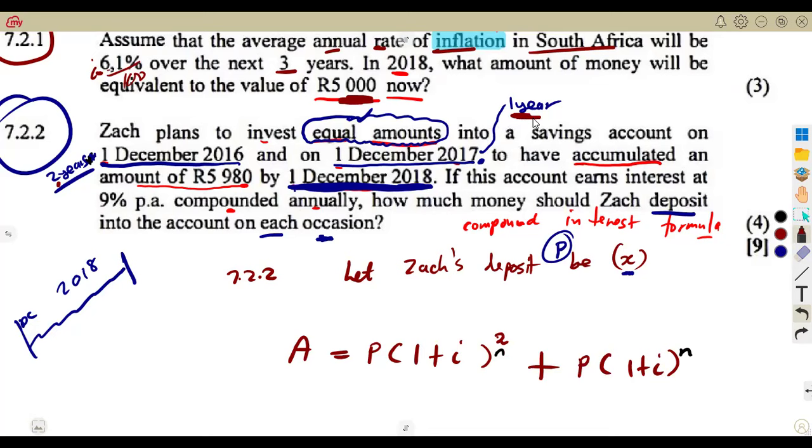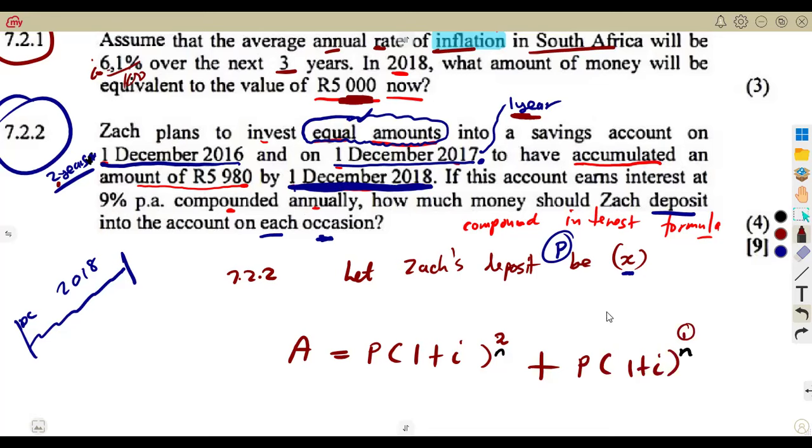The last investment will only accumulate within a year, from 1 December 2017 to 1 December 2018. It's 1 year that we are talking about within that period. So be very, very careful with the issue of time. If you were talking about the start of 2017 to the end of 2018, there would be 2 years. But this one, there is 1 year from 1 December to this 1 December.